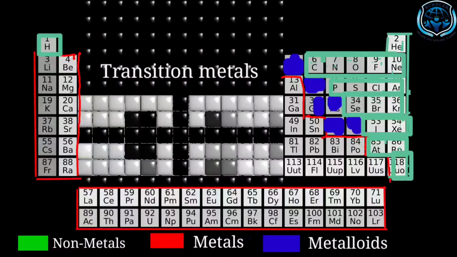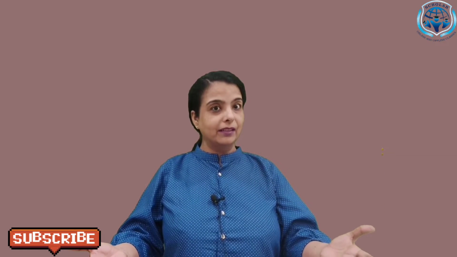On the extreme right, you can see in green color, there are non-metals. Hydrogen is also a non-metal, so it is being displayed in green color. In dark blue, there are metalloids. So the position of metals and non-metals in the periodic table is clear to you. Let's proceed. Now you are well acquainted with metals and non-metals. Till now we have discussed the physical properties of metals and non-metals, and now we will discuss the chemical properties.